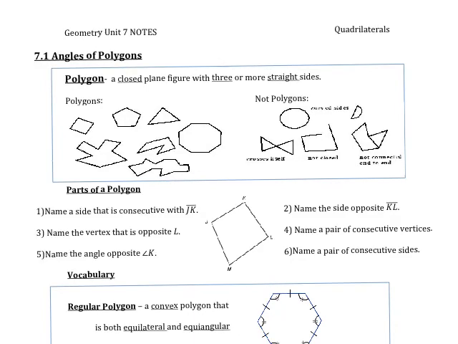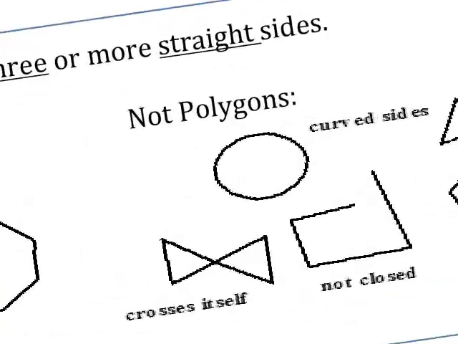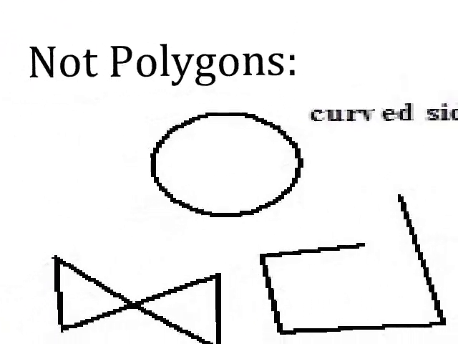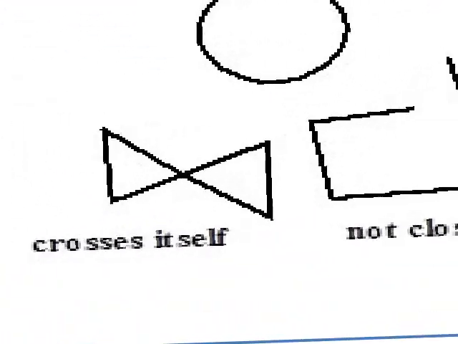Just some pieces of vocabulary here, kind of to start us off. So in a polygon, we need to look out for a couple things that makes it not a polygon. It does have to be closed. So this one would be an example of one that's not closed, right? It does have to have three or more straight lines. So circles, ovals, anything with a curved line in it is not a polygon. It can also not cross over itself, and it cannot be not connected end to end.